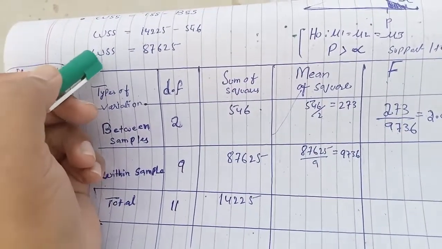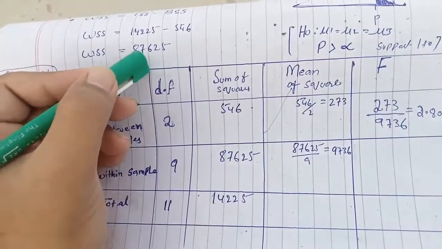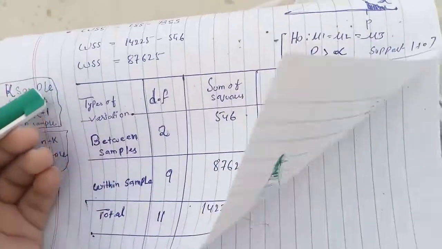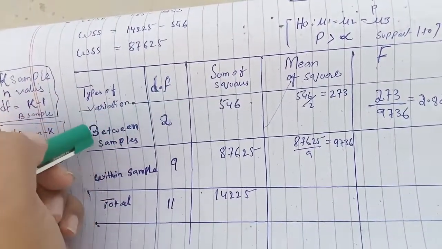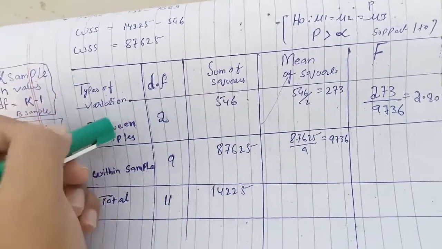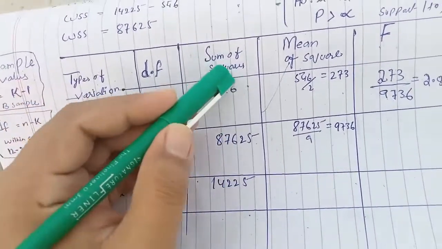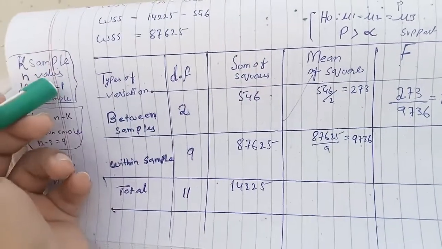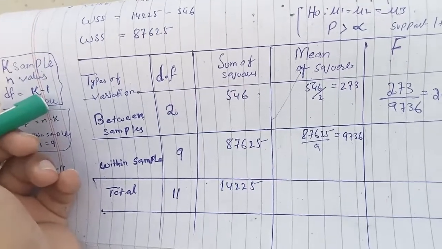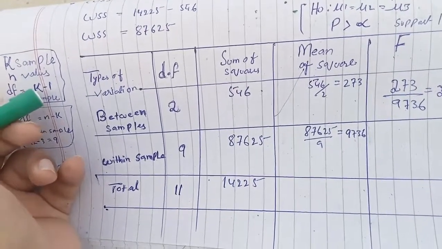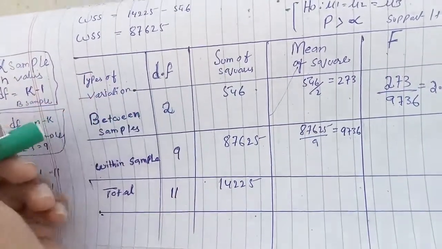Once we calculate the sum of squares within a sample, which is nothing but 2765, now we will find the degree of freedom of the sum of squares between samples. How will we find it? With the help of this formula, k minus 1. How many samples are there? There are 3 samples. We'll do 3 minus 1, and we calculate 2.